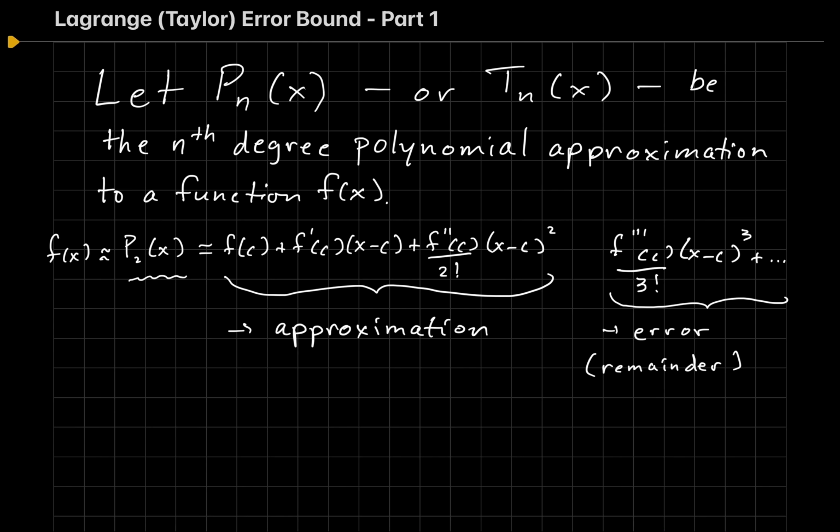So how can we find this error or remainder? Well, we don't really find the error or remainder. Instead, what we're going to look for is an upper bound on the error. That is a maximum possible error. How can we do this? Before I answer that question, let's do a little bit of algebra.